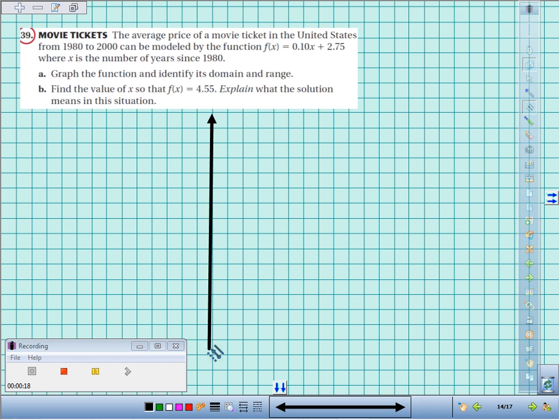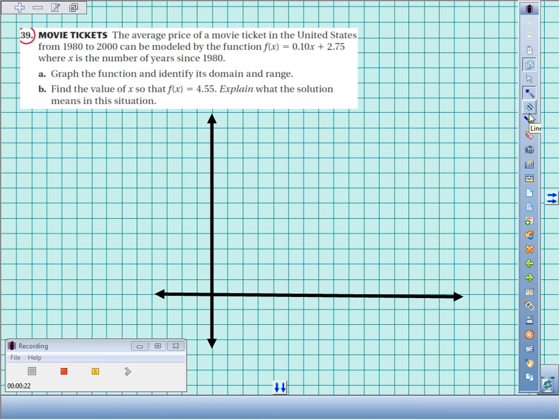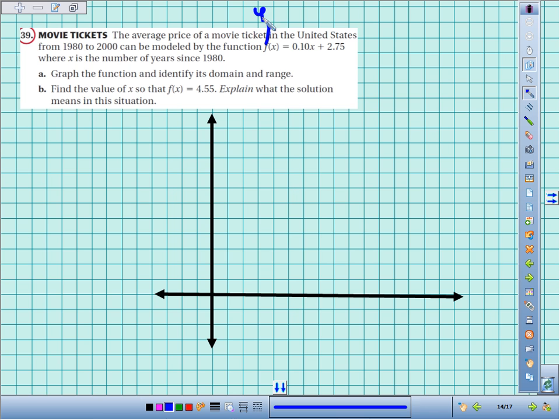Okay, I'll start by making my x and y axis. And if we look at this graph here, I'm going to put my dependent variable, f of x, or if we want to think of f of x, that's just like saying y. My dependent variable is the price. So that's what I would have over here. Here's my price of the ticket. And really the price depends on the year. So we're going to go years since 1980.